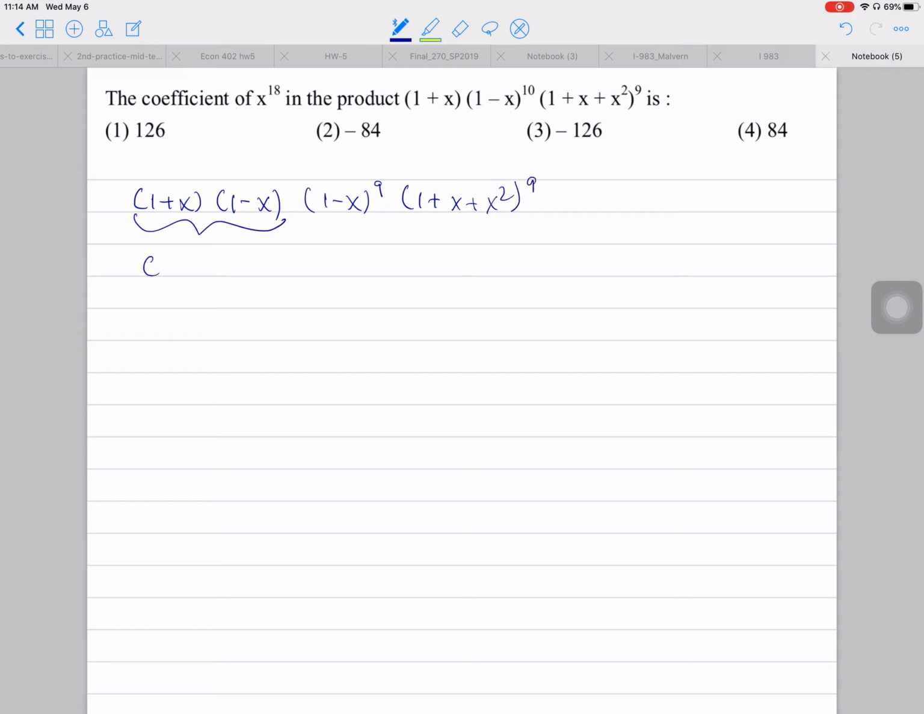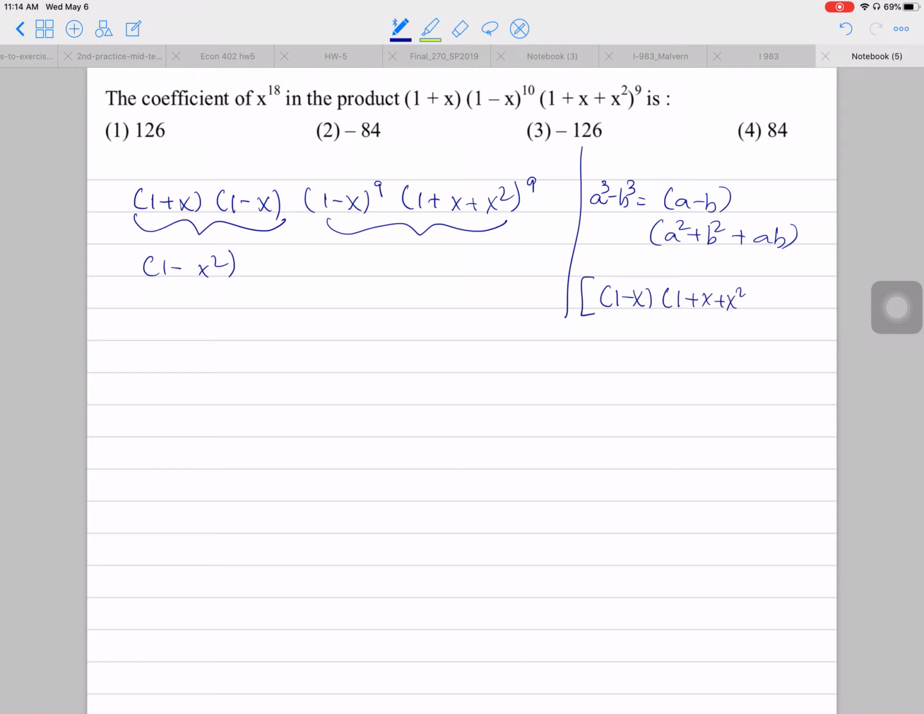Now we know this thing is 1 minus x squared because (a minus b) times (a plus b) is a squared minus b squared. And if we remember the cubic identity correctly, a cubed minus b cubed is (a minus b) times (a squared plus b squared plus ab). And here, if we look at this remaining term, we can write that as (1 minus x) times (1 plus x squared) whole to the 9. And if we look closely, this is the cubic identity of 1 minus x cubed. So that becomes (1 minus x cubed) to the 9.